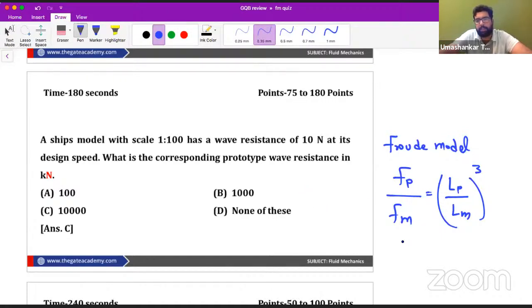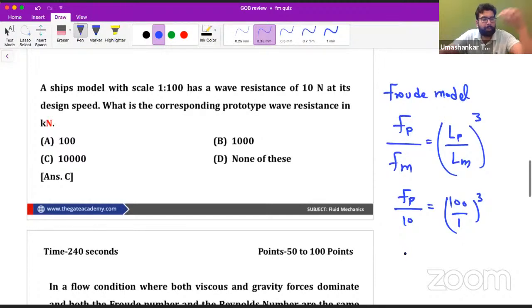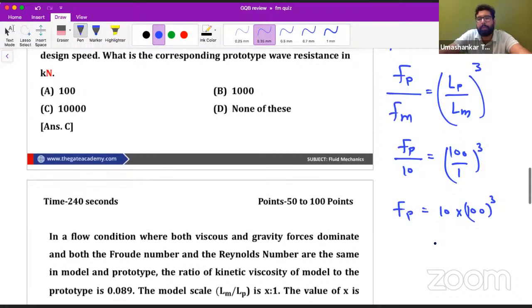Now they have given the model force is 10 Newton and this is 100 by 1 whole cube. If I solve it, I'll be getting 10 into 100 to the power 3. Getting my point? So we will be getting 10,000 kilonewton.